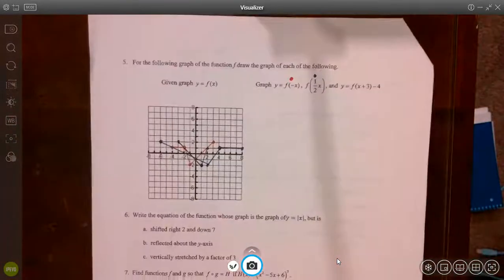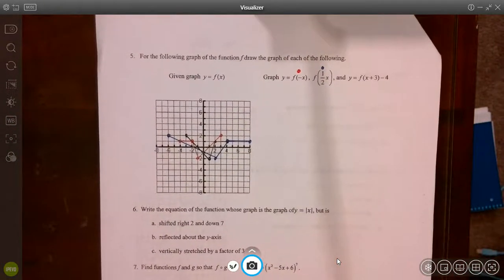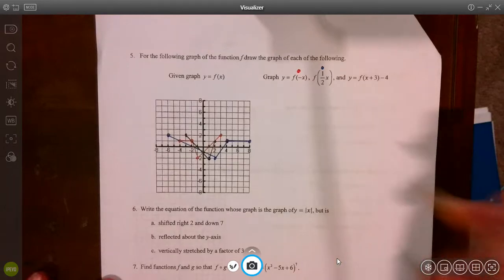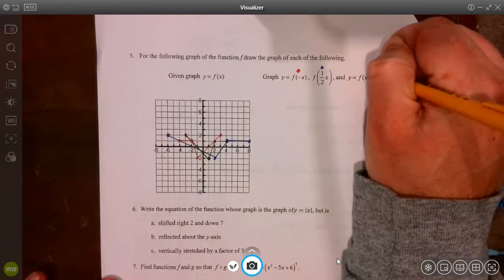Right, so there's our horizontal stretch. Now I know it's starting to look a little messy on here because we have all of these graphs on the same grid. On your test, I give you a separate grid for every transformation that I ask you to graph.